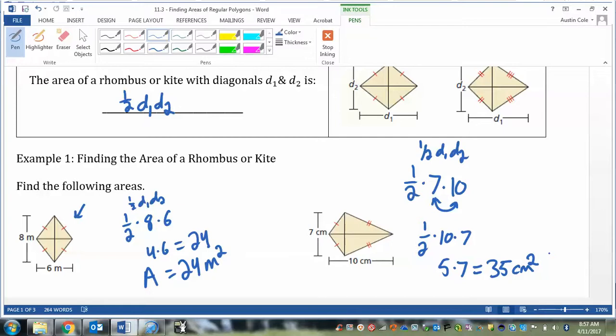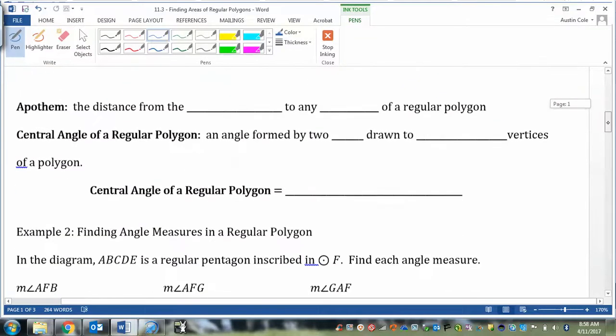All right. The second part of this lesson is talking about finding the area of regular polygons. Okay, regular meaning all the sides and all the angles are the same. Polygon meaning it's got a certain number of sides. So a regular pentagon, hexagon, decagon, octagon, and so on and so forth. Okay, a couple things we need to understand before we dive into that.